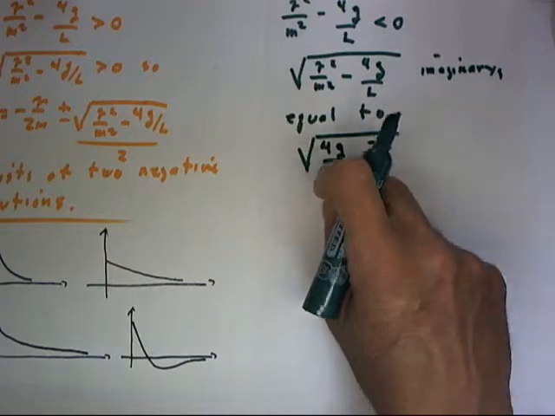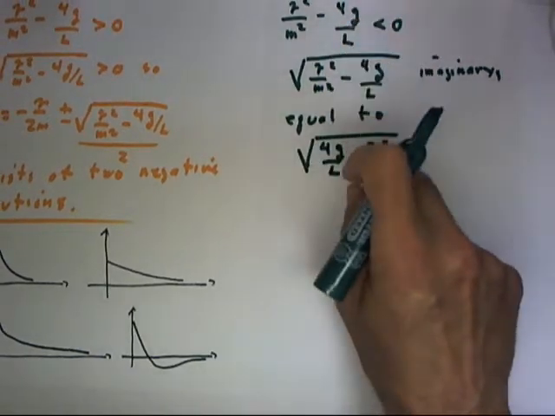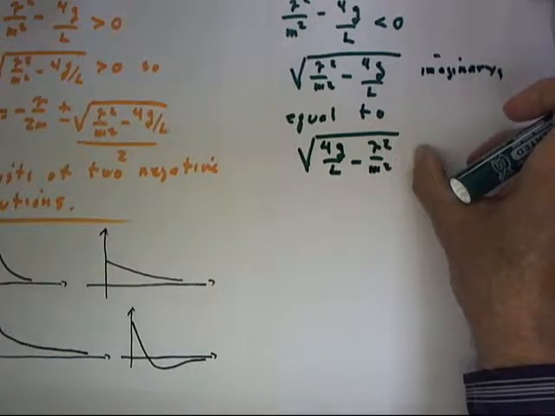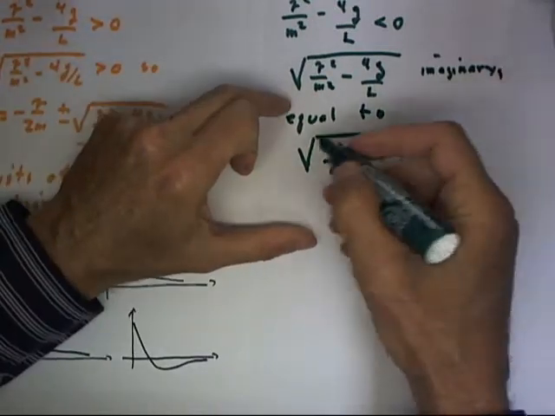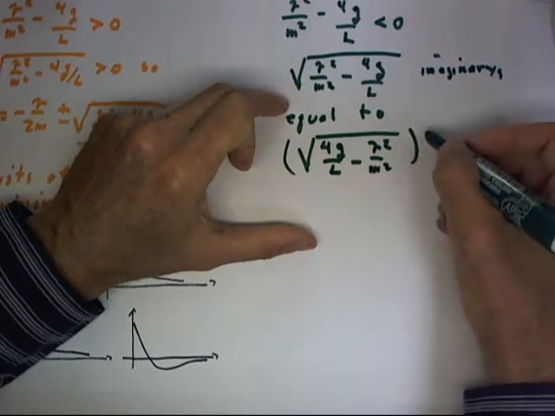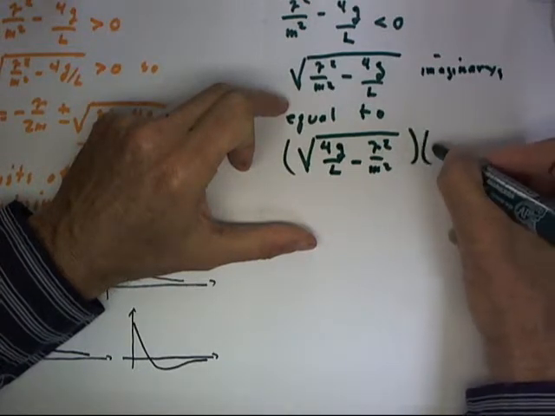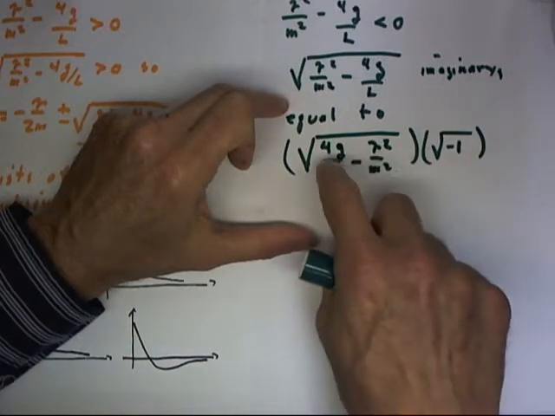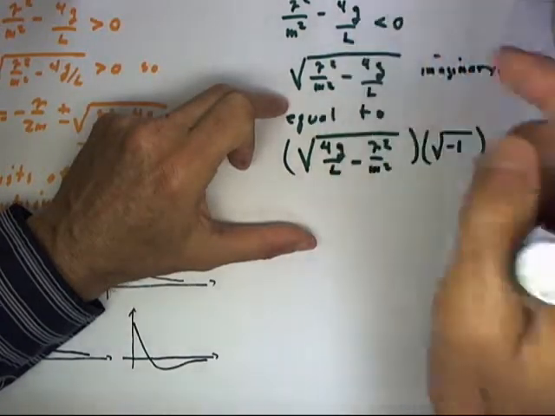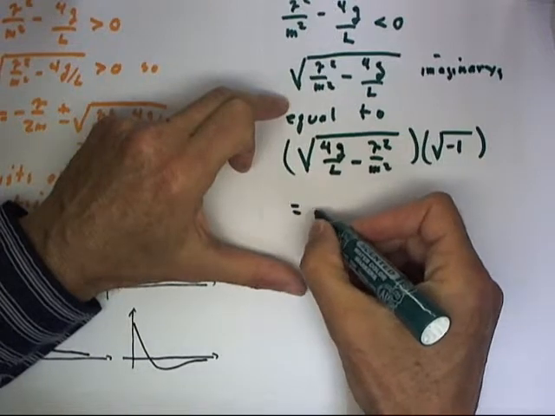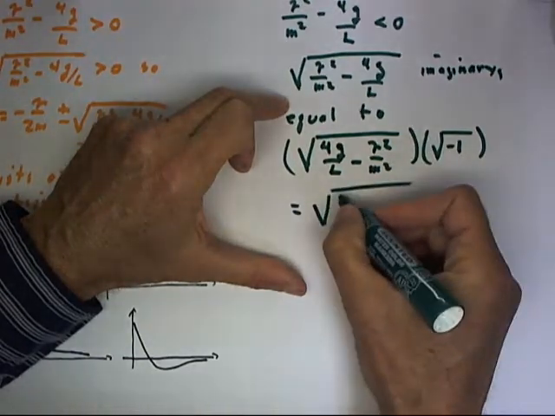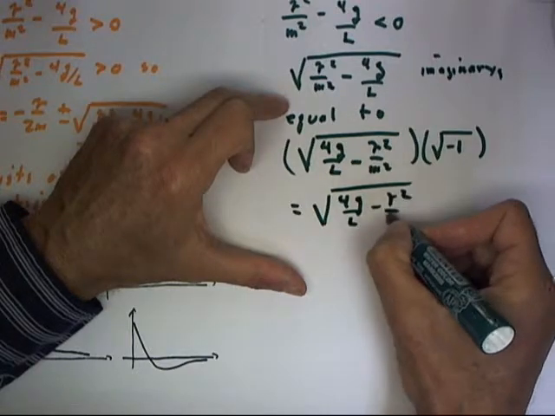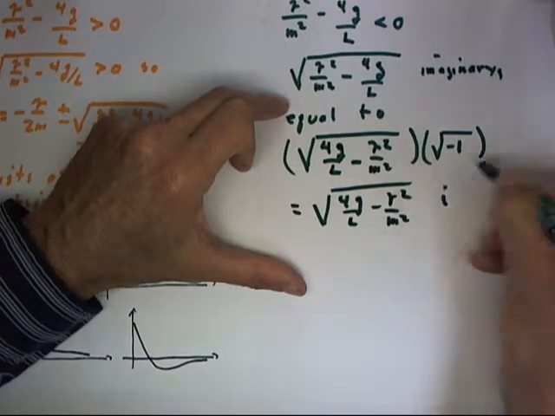And this is just the same as this, but we've reversed the sign so that this square root is now a positive number, a real number, times the square root of negative 1. Obviously, if we multiply negative 1 times this, we get this, which equals the square root of 4g over L minus gamma squared over m squared times i.